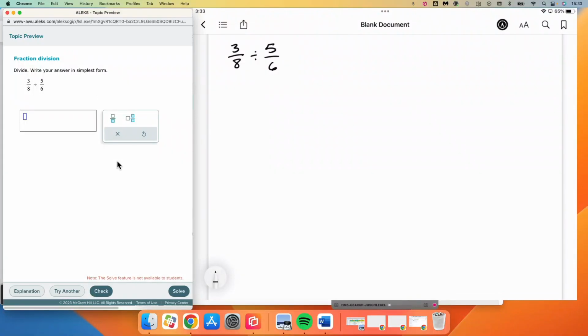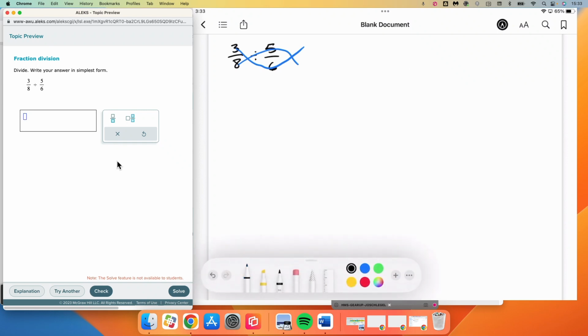So for fraction division, the process is identical. We just don't have to worry about turning a whole number into a fraction first. We see fraction division, we whoop it. 3/8 times 6/5.